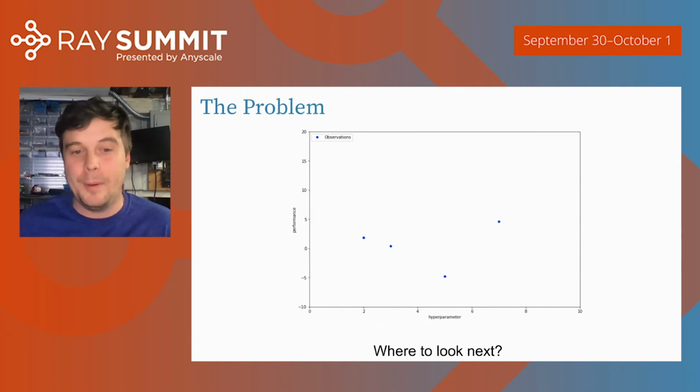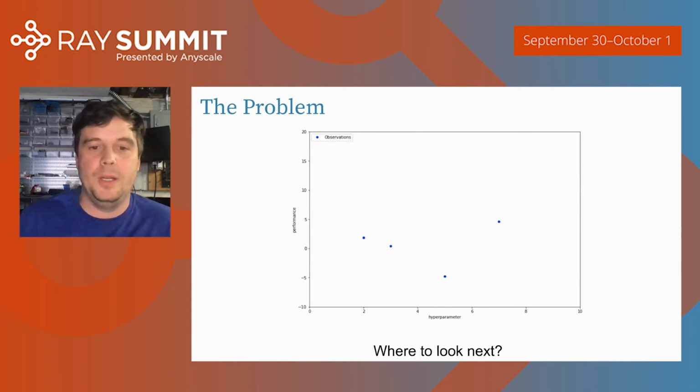So here I have some hyperparameter, and I trained it 4 times, and I got different scores each time. I trained it with 2, and I got a score of 2. I trained the model with a hyperparameter of 3, and I got a score of around 0. And as is tradition in machine learning, I'm looking for lower values on this performance. So it's like a loss function where lower is better. So what would be the next point that you would try?